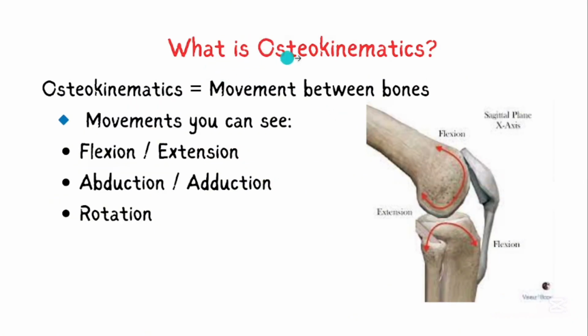What is osteokinematics? Now, moving on to osteokinematics, this refers to the movement of bones relative to each other. Things like flexion, extension, abduction, adduction, and rotations, the movements which we can see and measure. So, to sum up, arthrokinematics is the movement between joint surfaces and osteokinematics is the movement between bones.